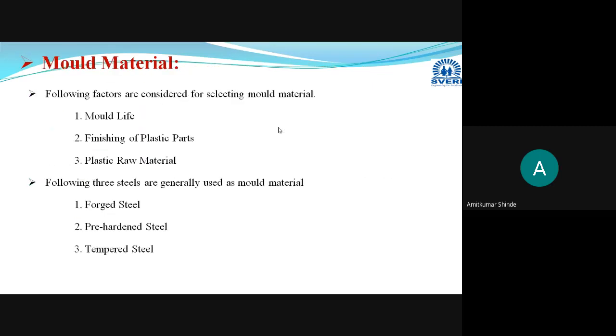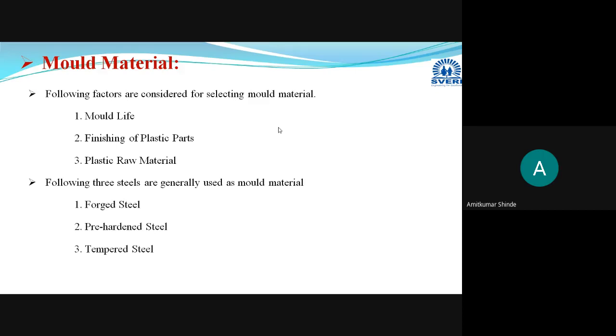Whenever you are selecting the material to manufacture a mold, three points you have to take into consideration. That is the life of the mold. Life of the mold means how much quantity of the product can be manufactured with the help of that single mold. Then finishing of the plastic part. Depending on the mold you use, you will get the final finishing of the product.